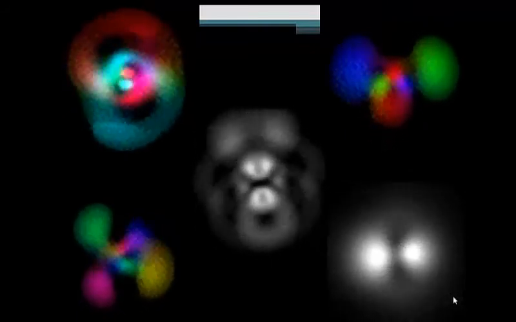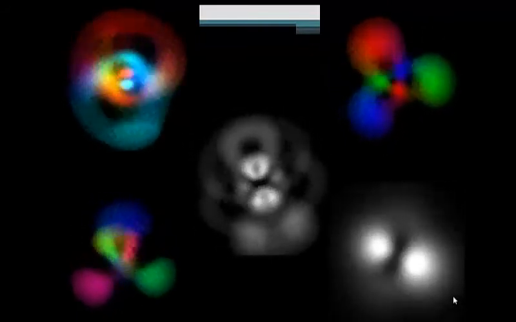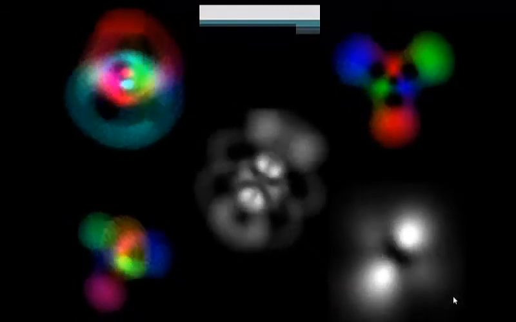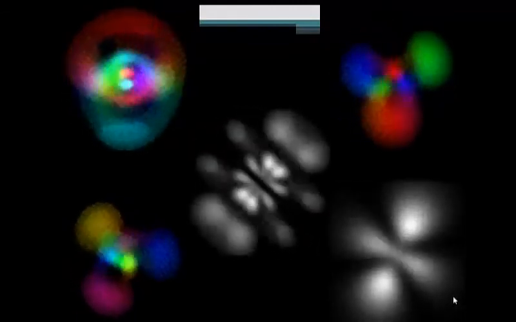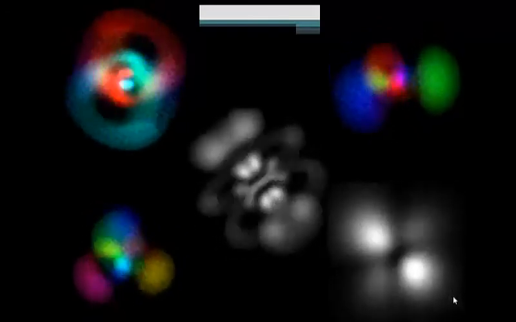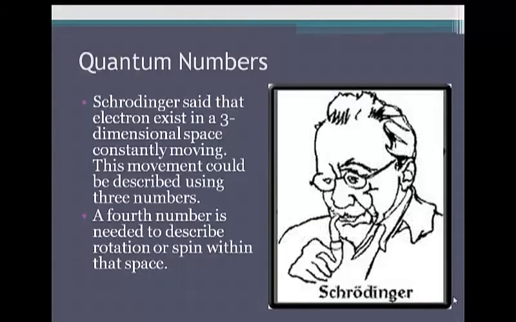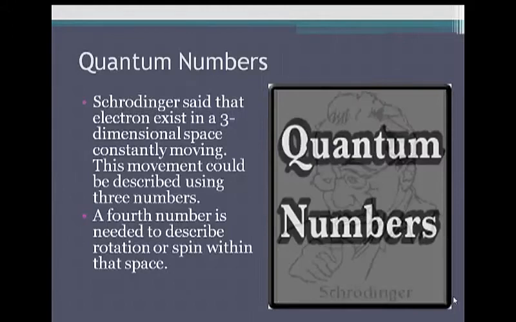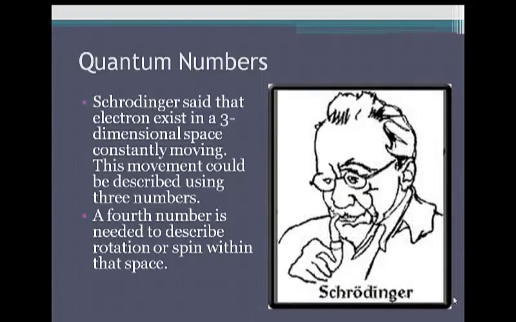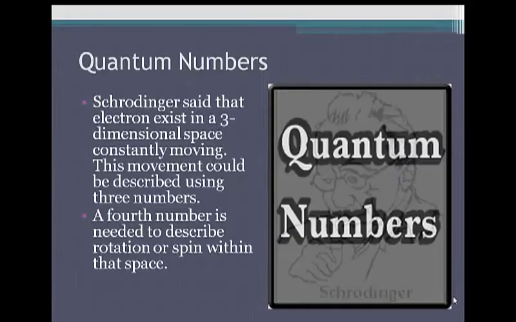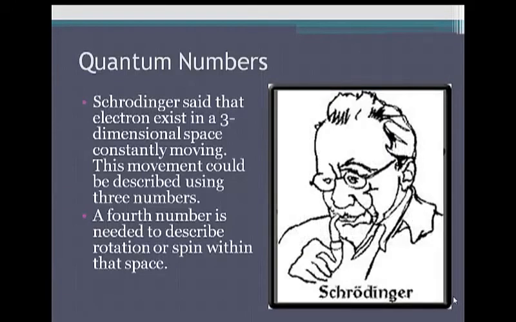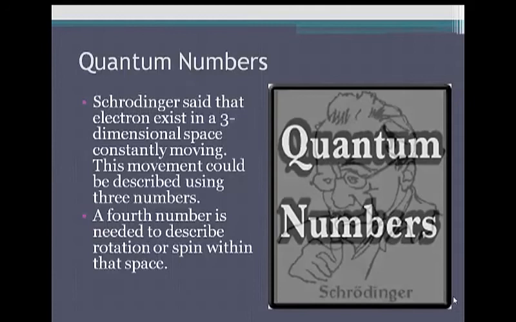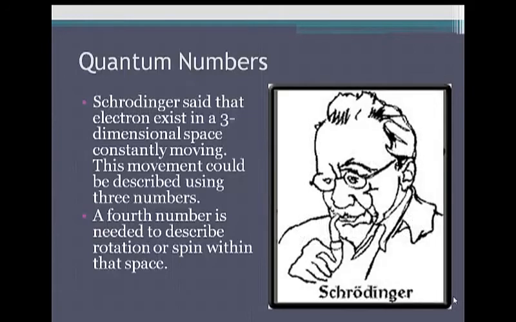Of course, we do this by computer today, and here are some of the pictures of electron clouds that we have that are computer generated. Pretty cool, huh? What Schrodinger also theorized was the whole idea of quantum numbers. He said that electrons do exist in a three-dimensional space, but they're constantly moving. In order to describe the movement, we need to have a quantum number. And there are actually four.